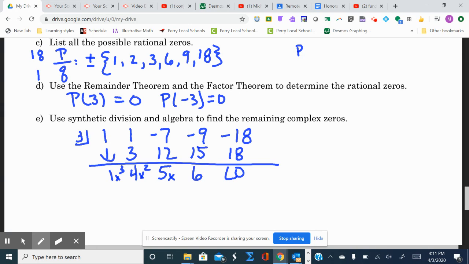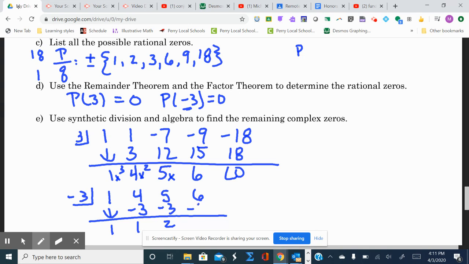We need to perform synthetic division one more time to get it down to an x squared. So we're going to use our other zero that we found, which was -3. Our new coefficients, off of the last one that we just did, are 1, 4, 5, and 6. Synthetic division gets us 1, 1, 2, -6, and a remainder of 0, which is what we want. So now we have a quadratic: x squared plus x plus 2.